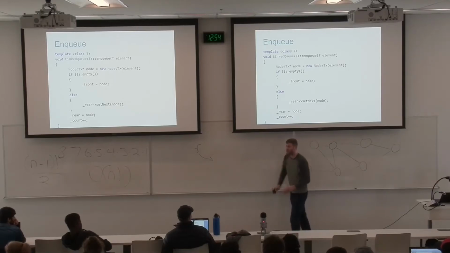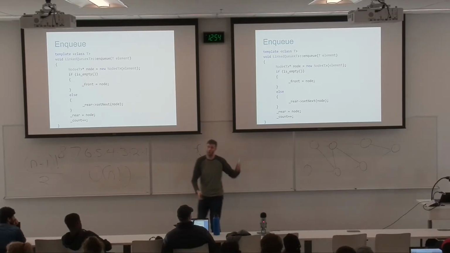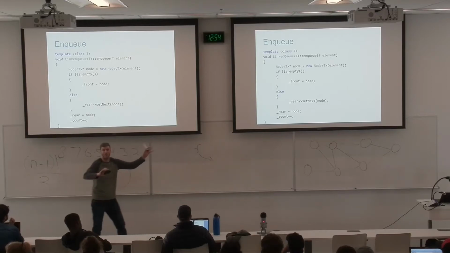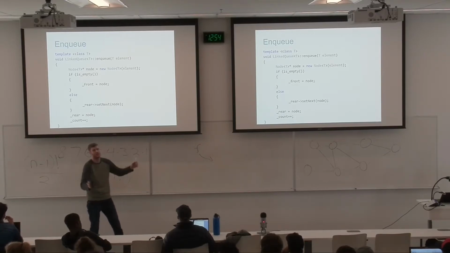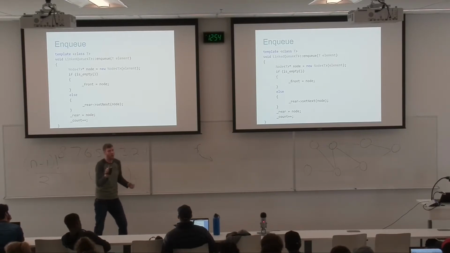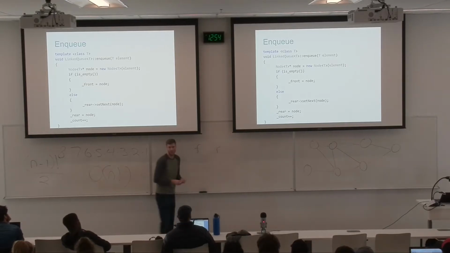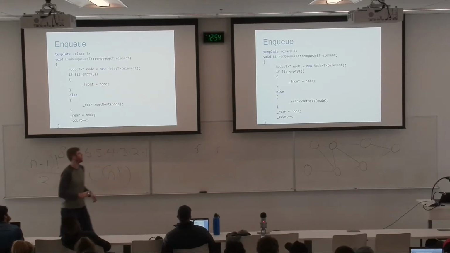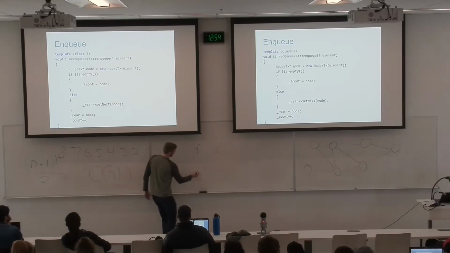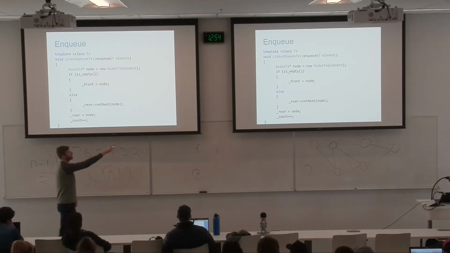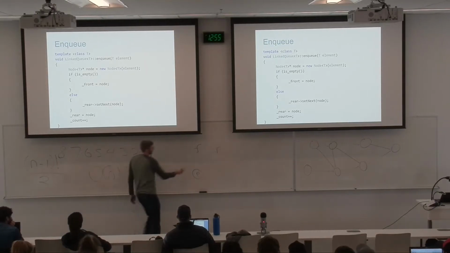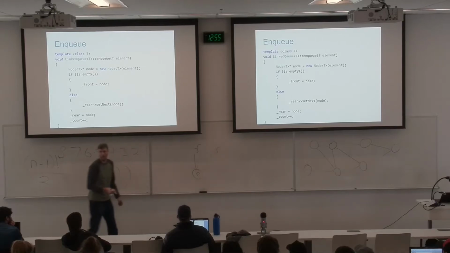And remember, there's no magic going on. We're just following the instructions line by line. We're making no assumptions. When in doubt, don't think too much, just do what it says. So we've got front, which is pointing to nothing, and we've got rear, which is pointing to nothing. So let's follow the code. Create a new node, okay, cool. We put element E in it. And if it is empty, front goes to node. Okay, good. So far, so good.